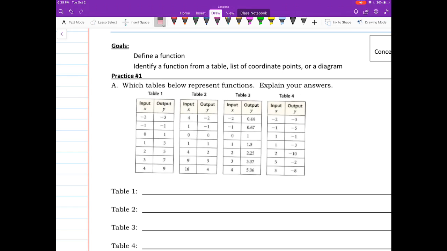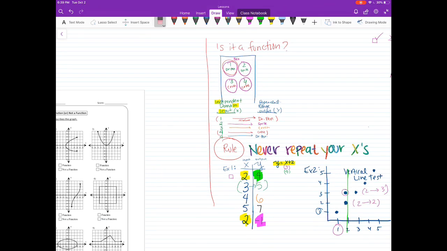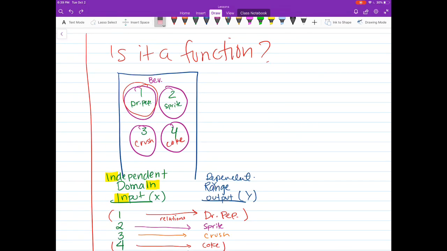So how can you tell that something is a function? And what is a function? A function is basically a rule, okay? Actually, you know what? Let me just go over the notes here. Okay, so is it a function?